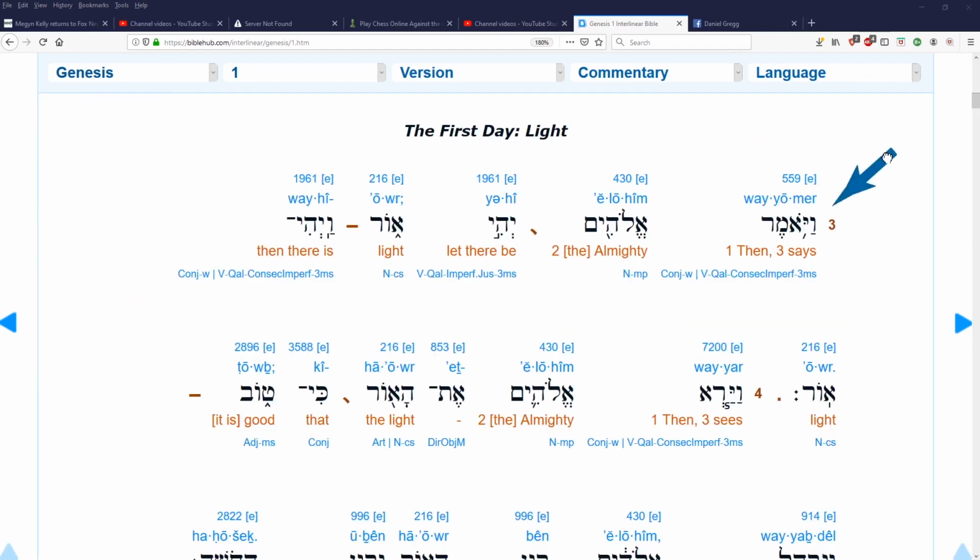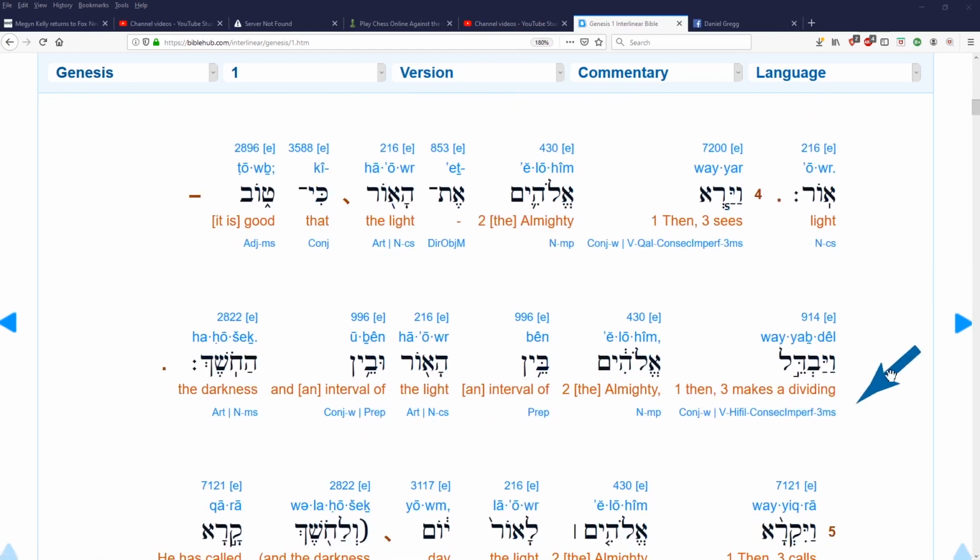All right, let's go over this again. Vayomer Elohim. Then says the Almighty, let there be light. So the first event that happens, the first wav consecutive in Scripture, after the setting is given in Genesis 1:1 and 2, is Vayomer Elohim. Then says the Almighty, let there be light. So the light begins to dawn. Then the Almighty sees the light, that it is good.